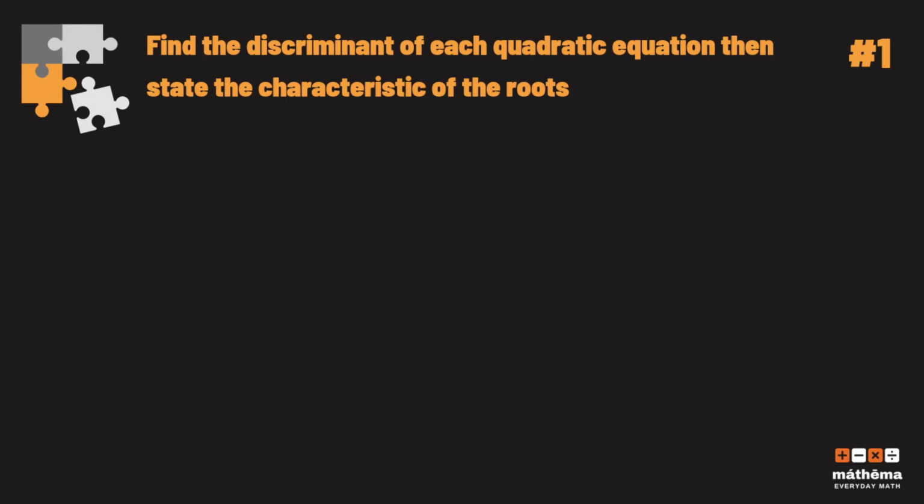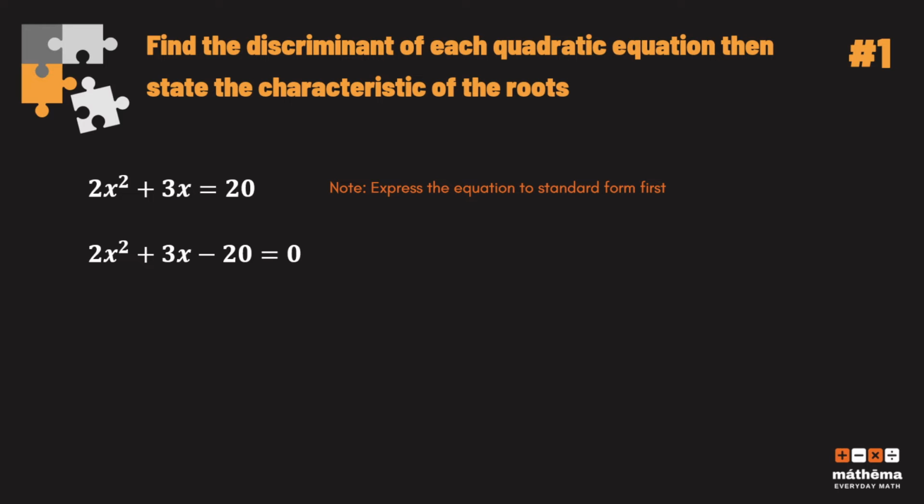Example 1. We are asked to find the discriminant of each quadratic equation and then state the characteristic of the roots. So we'll have this first equation, 2x squared plus 3x is equal to 20. Notice that our equation is not in standard form, so the first thing that we should do is to express this one in standard form. So to do that, we will have 2x squared plus 3x minus 20 is equal to 0. Why do we need to express our equation in standard form? For me, it's a bit easier for us to identify our a, b, and c if our equation is in standard form.